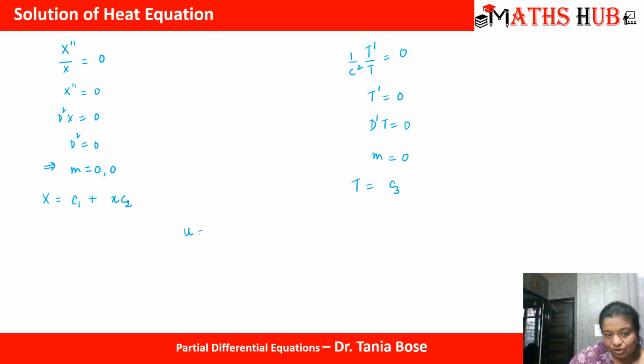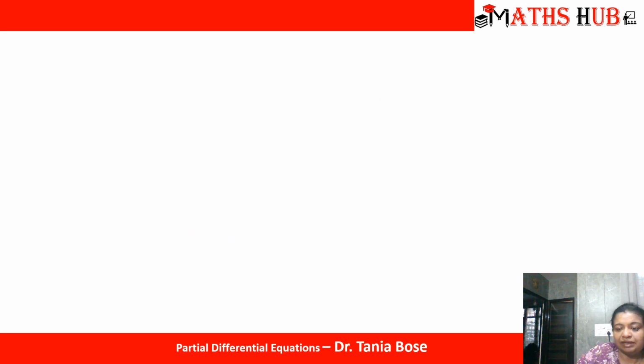So what is your u? U is c1 plus x c2 into c3. So again, you can see that with increase in time, there is no factor of time coming in this expression. So obviously this cannot be the best possible solution, right? So let's move on to the third part.